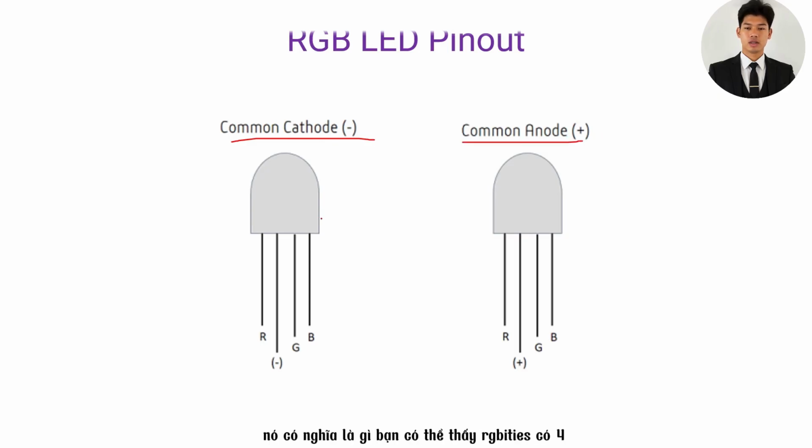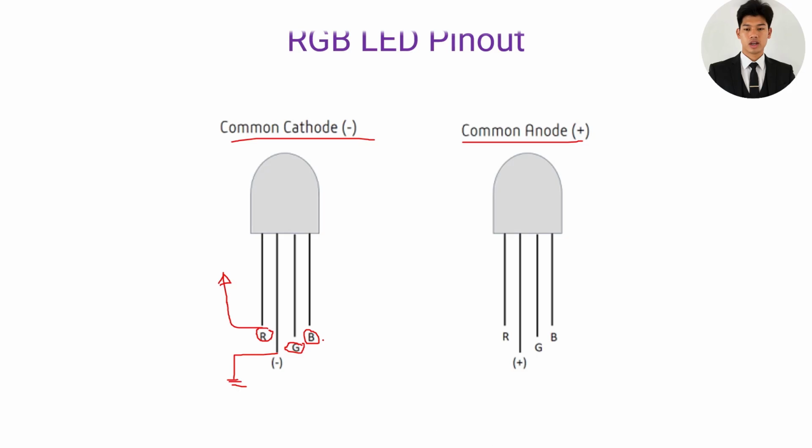What does it mean? You can see the RGB LEDs have 4 terminals: R for red, G for green and B for blue, and another terminal, which is the common terminal. If the RGB is common cathode, that means this common terminal we need to ground, and we need to put power for the other pins.